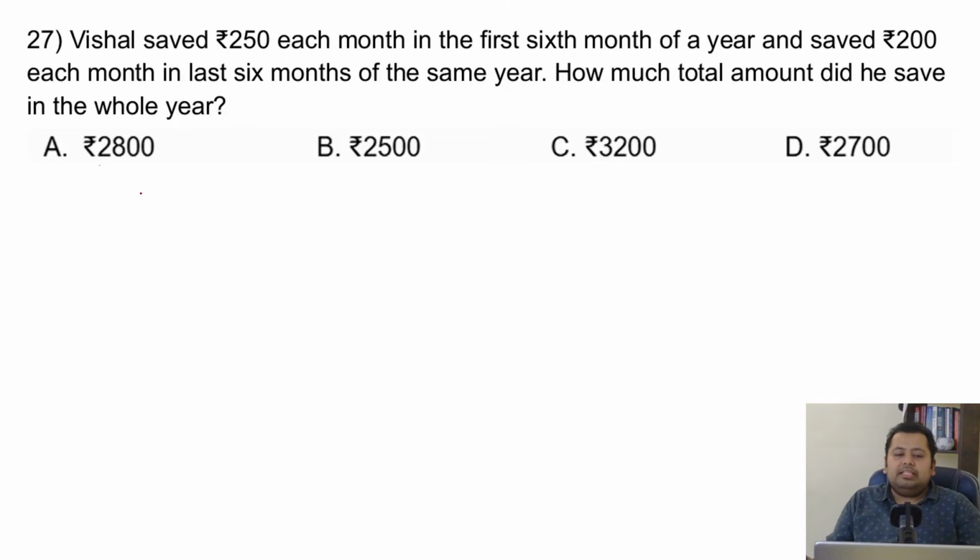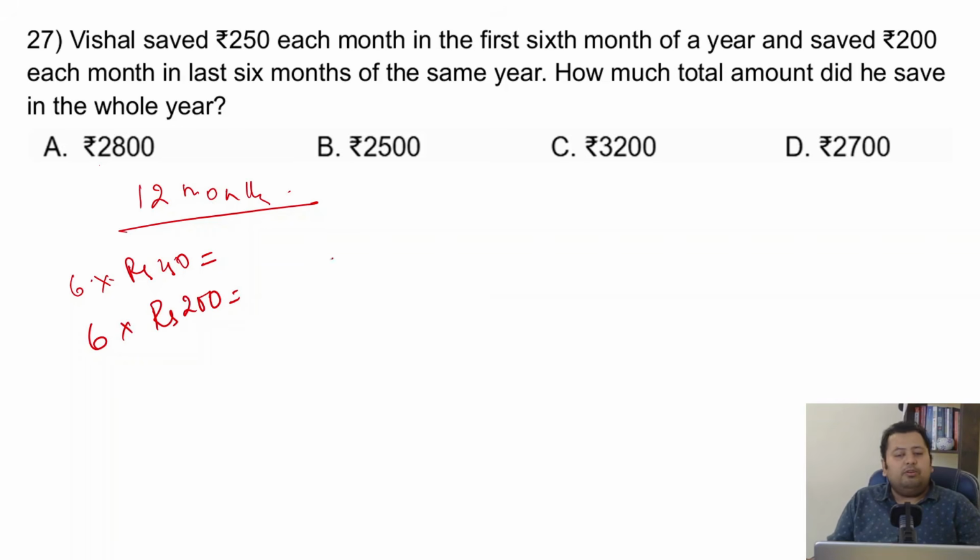Great. So in a year, how many months are there? There are 12 months. So for the first 6 months, Vishal saved rupees 250, so you have to do this multiplication. For the next 6 months, he saved rupees 200, and again you have to do a multiplication. So 250 multiplied by 6 is how much? It is nothing but rupees 1500. Rupees 200 multiplied by 6 is nothing but rupees 1200.